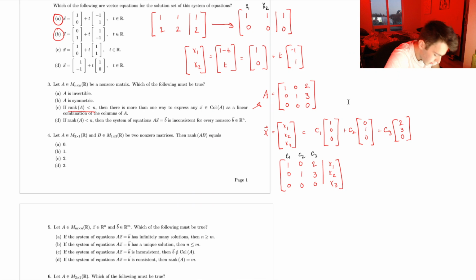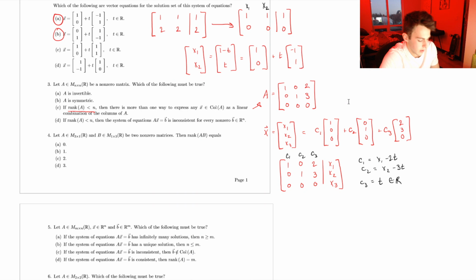So c1 would be equal to, or first we know that c3 would be a free variable. Let's call it t. c1 would be equal to x1 minus 2t, and c2 would be equal to x2 minus 3t. Great. So we can immediately tell here, since there's a free variable, there are multiple constants so that we can express x as a linear combination of the columns of A. So this is true. There is more than one way.